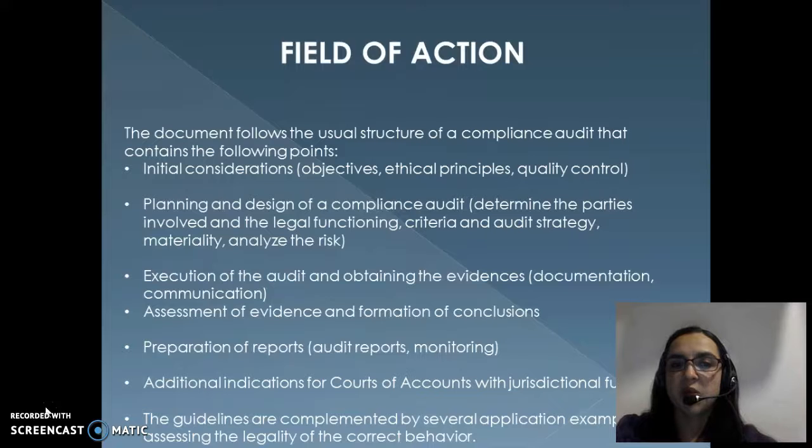quality control, planning and design of a compliance audit, determining the parties involved and the legal framework, criteria and audit strategy, execution of the audit and obtaining the evidence, documentation and communication, assessment of evidence and formation of conclusions, preparation of the reports, monitoring, additional indications for courts of accounts with jurisdictional functions.